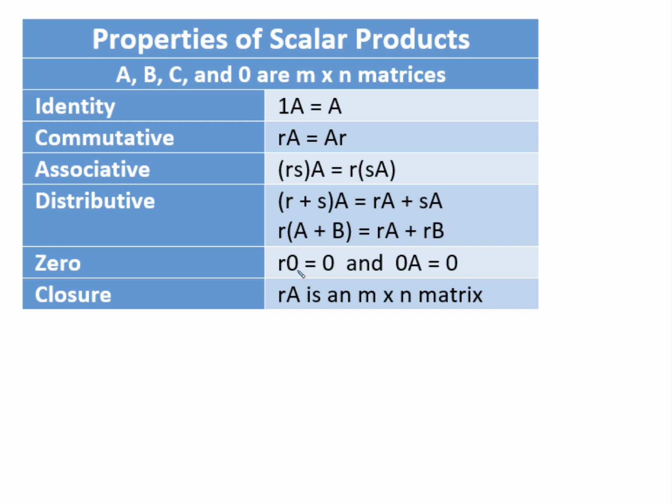0 times anything equals 0. And closure, R times A is still an M by N matrix. It will never change dimensions if you multiply a matrix times a scalar.